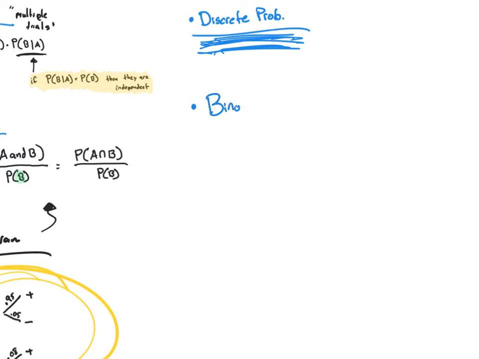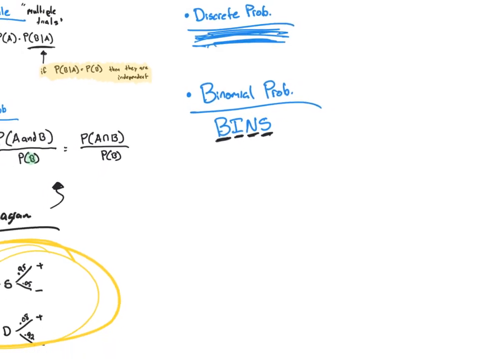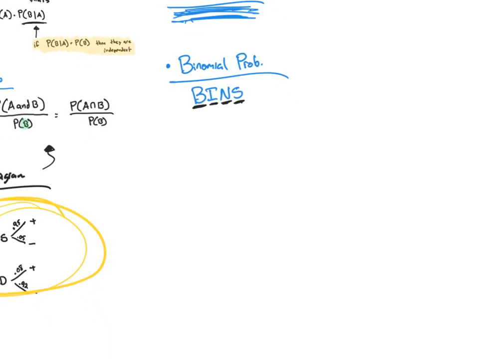Then we had binomial probability. That's when we can identify it by BINS. Is it binary, success and failure? Are all the trials independent? Did they fix the number of trials? And is the success the same every single time? If so, we use the calculator functions, binomPDF and binomCDF, to help us out. And so those would be my binomial distribution.